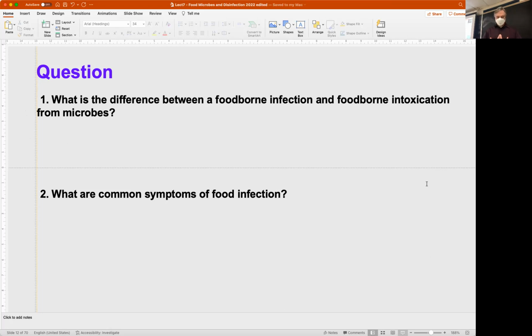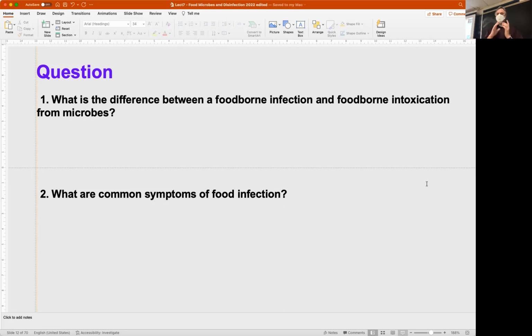Foodborne intoxication could include a Clostridium botulinum infection, E. coli infection. Foodborne infection could be a Listeria monocytogenes infection. I haven't heard from anybody. Do I give more time?